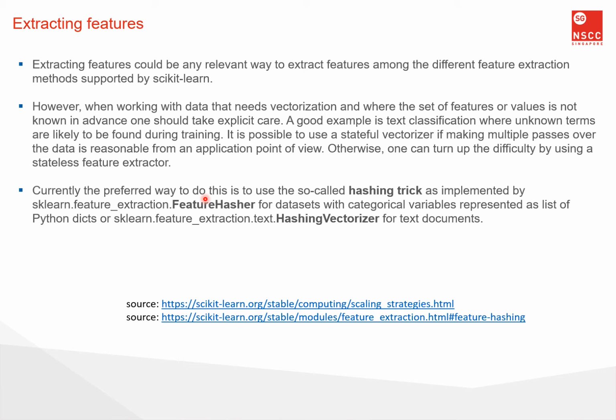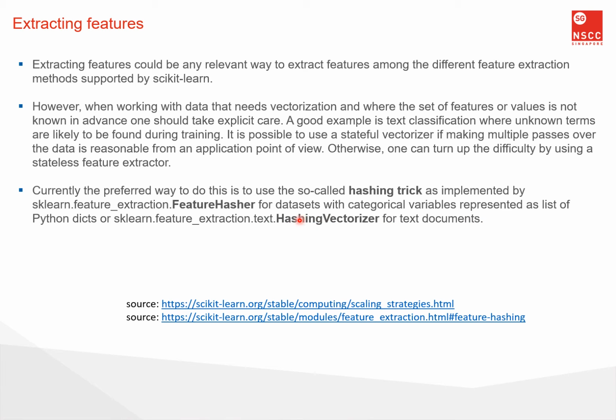Currently, the preferred method to do this is called the hashing trick, as implemented by the scikit-learn feature extraction FeatureHasher. We don't use the original data, but we create a hash. We use a hashing function to create a hash, or so-called compressed numerical information, from the original data set. The FeatureHasher is for data sets using categorical variables represented as a list of Python dictionaries, with sklearn.feature_extraction.text.HashingVectorizer for text documents.